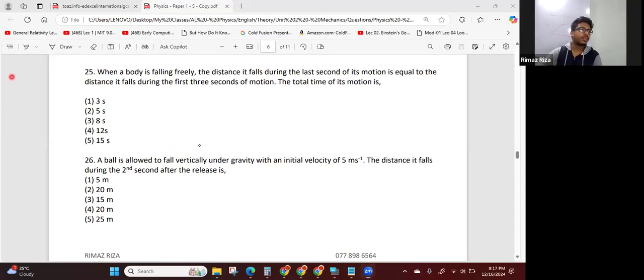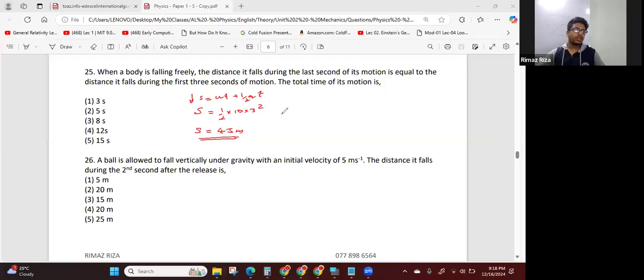So first you can find the distance it covers during the first 3 seconds by applying x = ut + half a t square. So initial velocity is 0, falling freely, which means approximately. So therefore x equals half into acceleration 10 into time after 3 seconds, so 3 square. So therefore x equals 5 into 9, 45 meter.